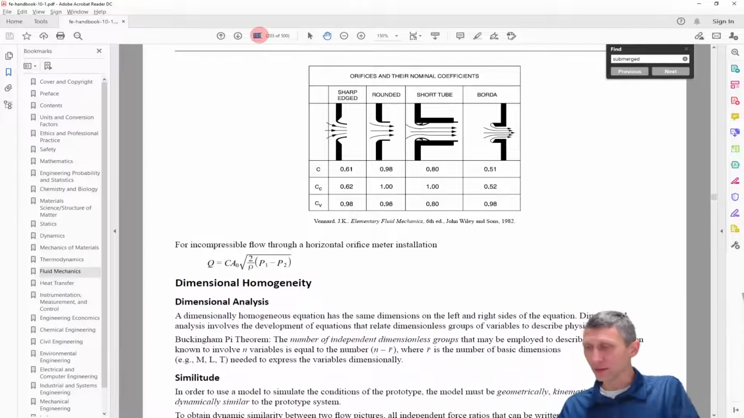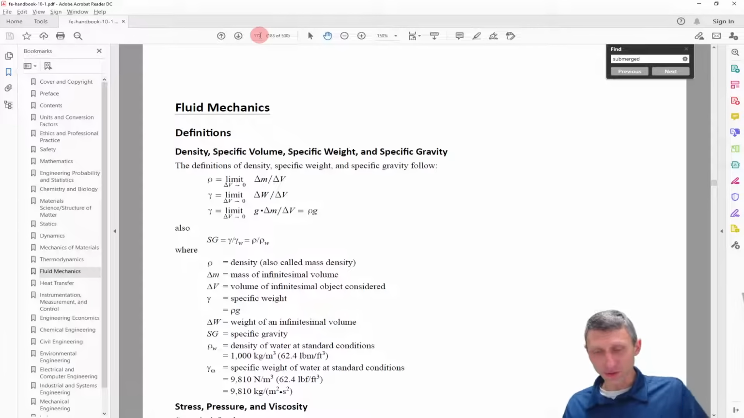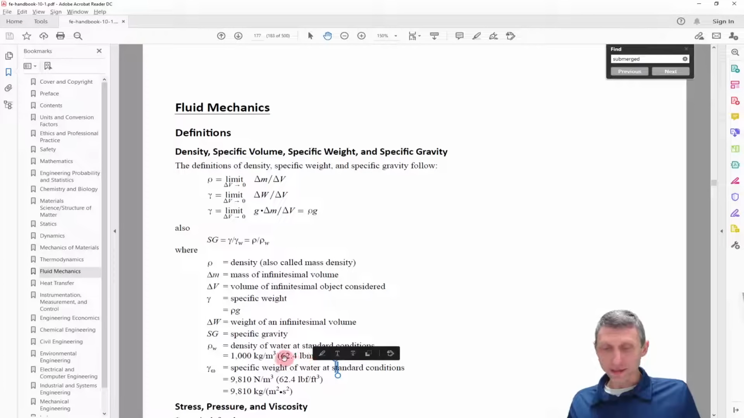I think it's around 180. So if we come back here, nope, it's sooner. Oh man, it doesn't show up here. I thought, oh no, it does. There it is. There's the 62.4 pounds per cubic foot.